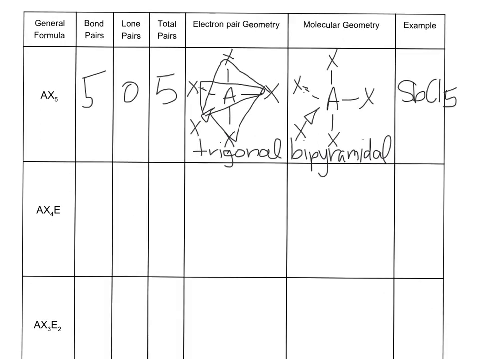The bond angle for this one is, in this axis, these are 180 degrees from each other. In the equatorial plane, these are 120 degrees from each other. And then it's 90 degrees between the axis here, the vertical axis, and the equatorial plane.